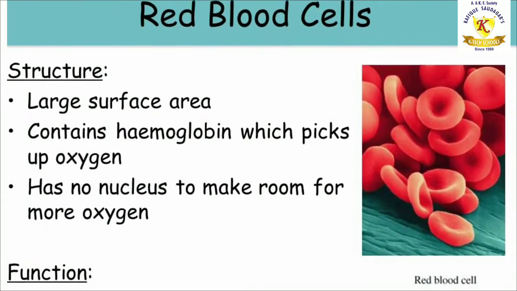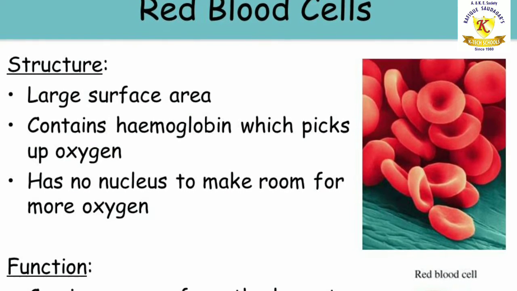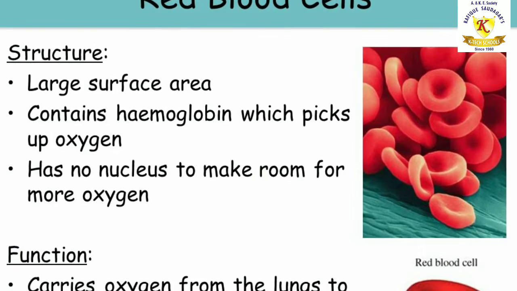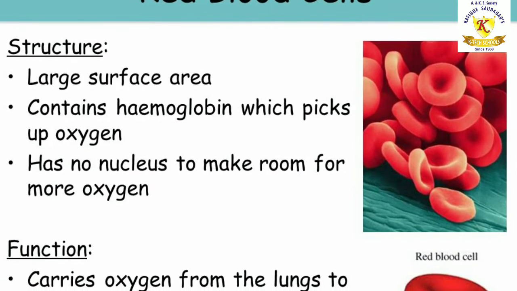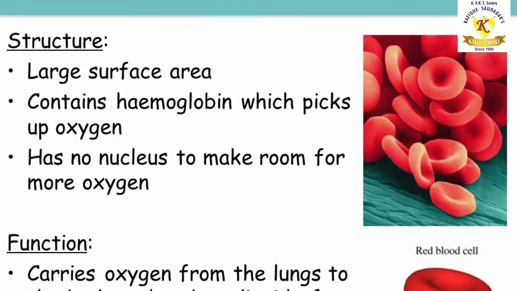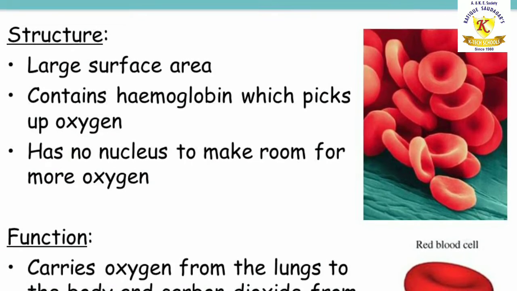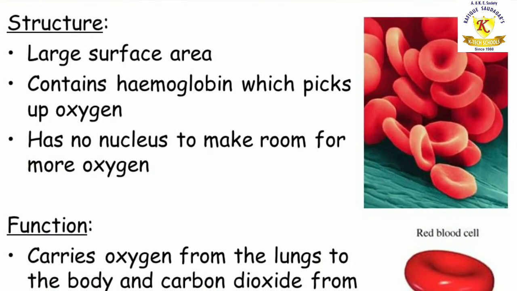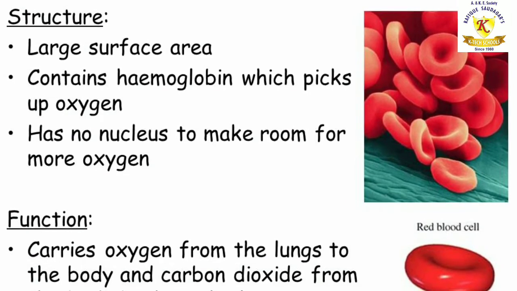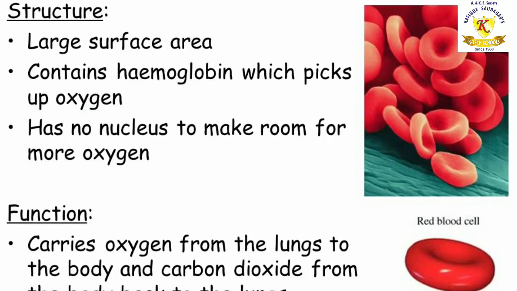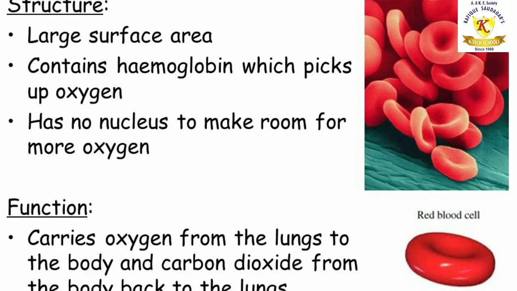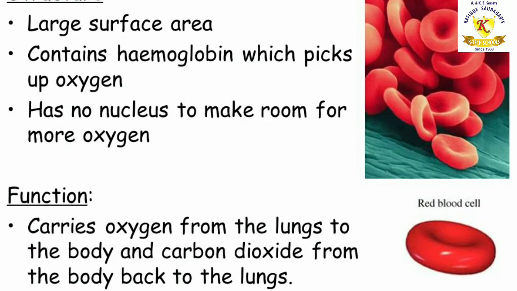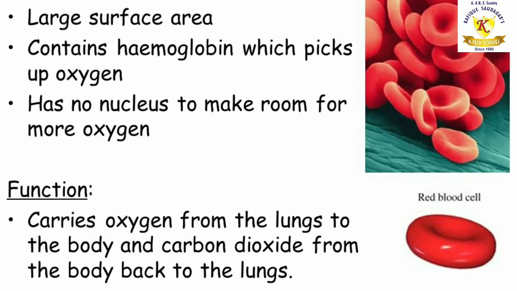The next is red blood cells. Structure. Their large surface area contains hemoglobin which picks up oxygen. It has no nucleus to make room for more oxygen. So what is the function? It carries oxygen from the lungs to the body and carbon dioxide from the body back to the lungs. Got it?